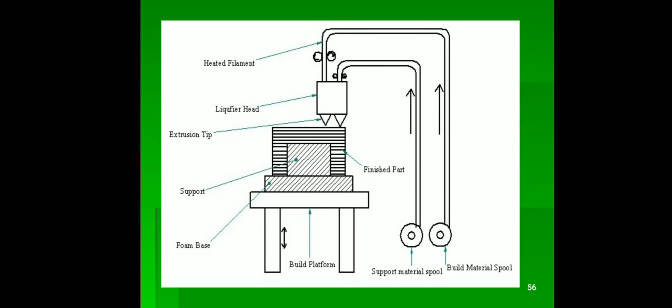So these are spools, which basically contain the support material as well as the build material. It is moving to this one. These are the heated filament, and here is the liquefier, where this is converted into liquid, and through this extrusion tips we are producing the material. So below, this is a finished part.